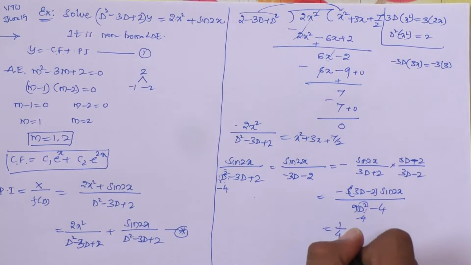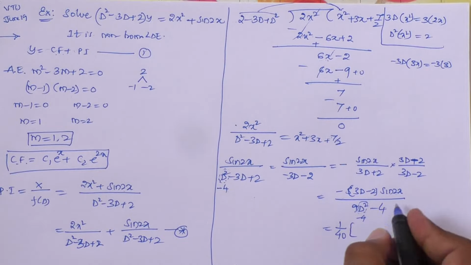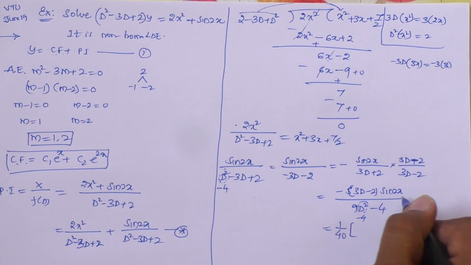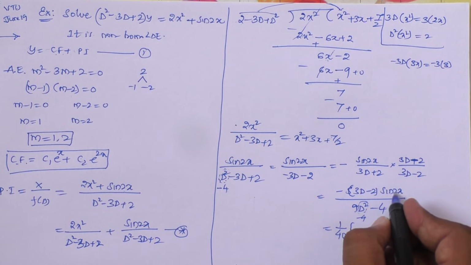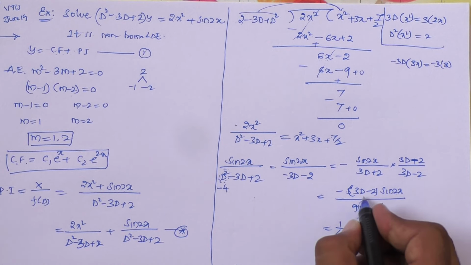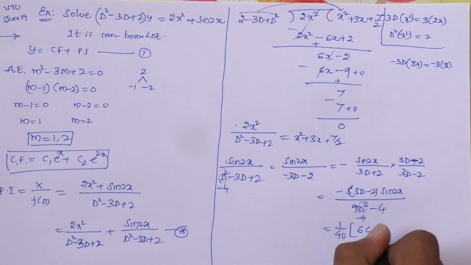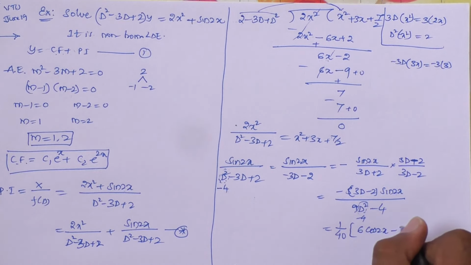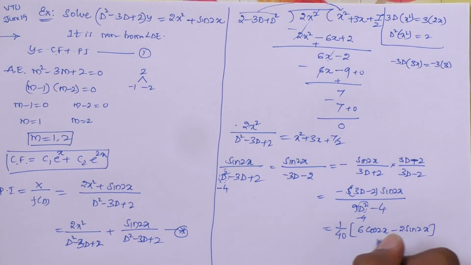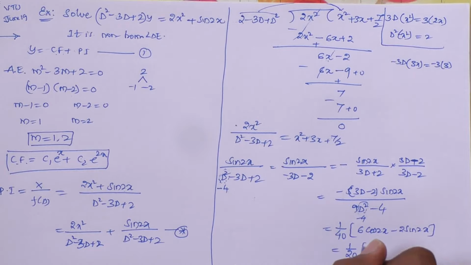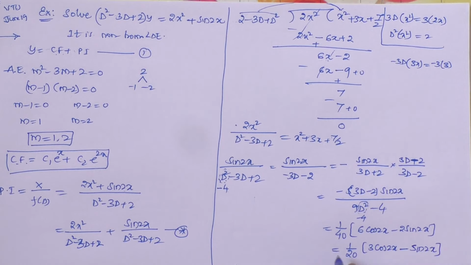So 1 by 40 into bracket 3D, 3 differentiation of sin 2x. The differentiation of sin is cos 2x into 2. So 3 into 2 cos 2x is 6 cos 2x, minus 2 sin 2x. Like this we get. Here we can take 2 common, so it will be 1 by 20 into bracket 3 cos 2x minus sin 2x. We get this. So this is the second term.